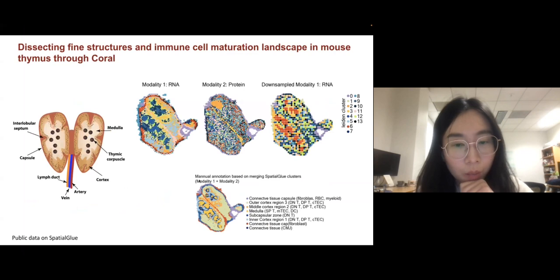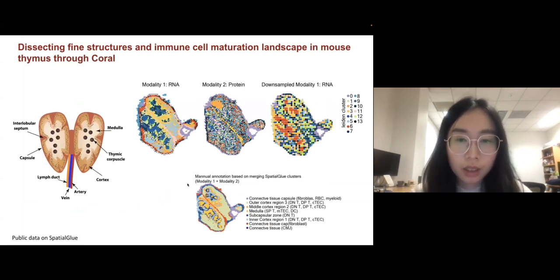Okay, so now I want to go a bit deeper into how Coral can help us discover some biology-related findings. We first want to focus on the mouse thymus, a dataset also provided by SpatialGroup, and we want to compare whether we can find something more interesting than what SpatialGroup has mentioned. For the thymus structure, there are a few very interesting components.